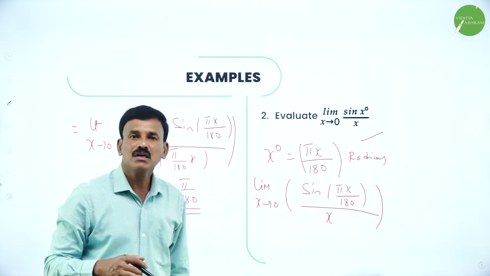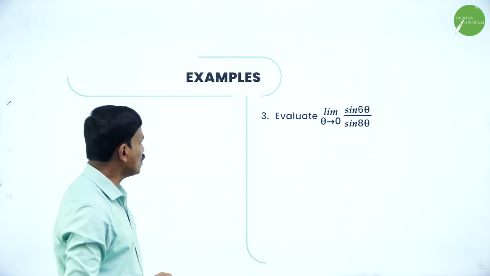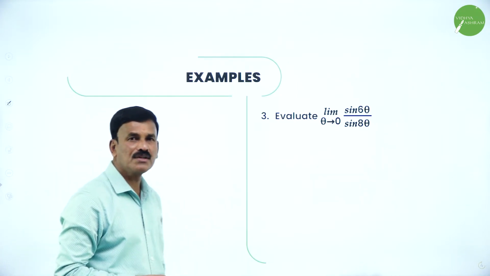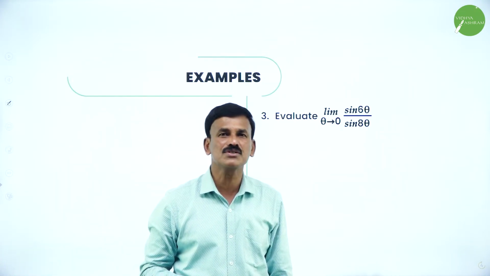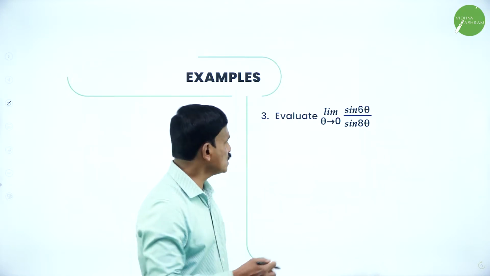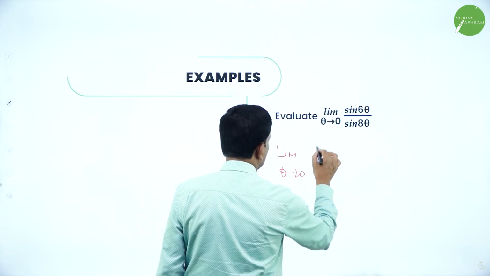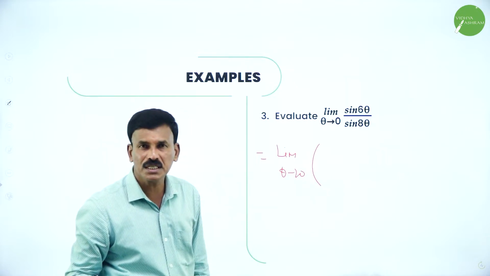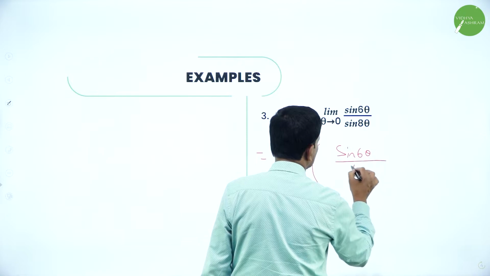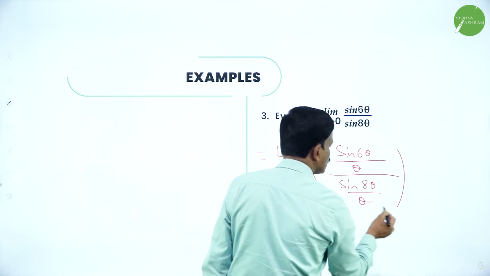Hope you followed. Now let us come to a similar type problem. Limit theta tends to 0 of sine 6 theta divided by sine 8 theta. If you observe carefully, this is of the form limit theta tends to 0 of sine n theta divided by again sine n theta. Now this can be written as limit theta tends to 0, just divide both numerator and denominator by theta first. Sine 6 theta divided by theta whole divided by sine 8 theta divided by theta.